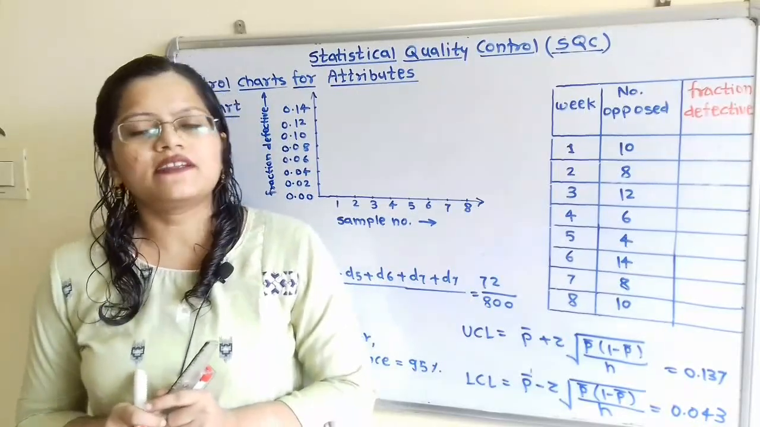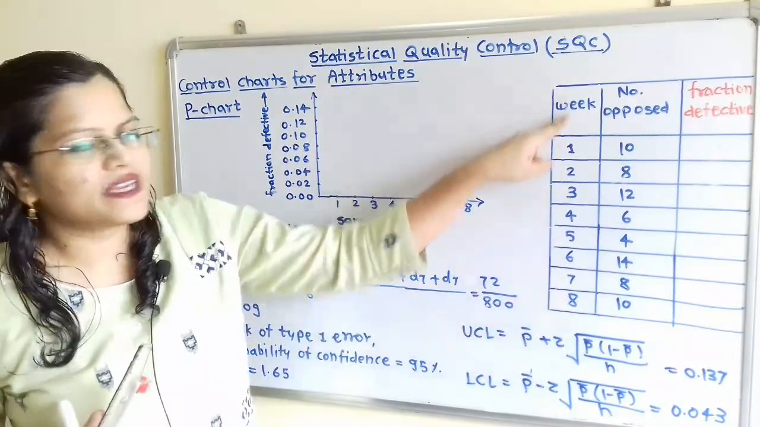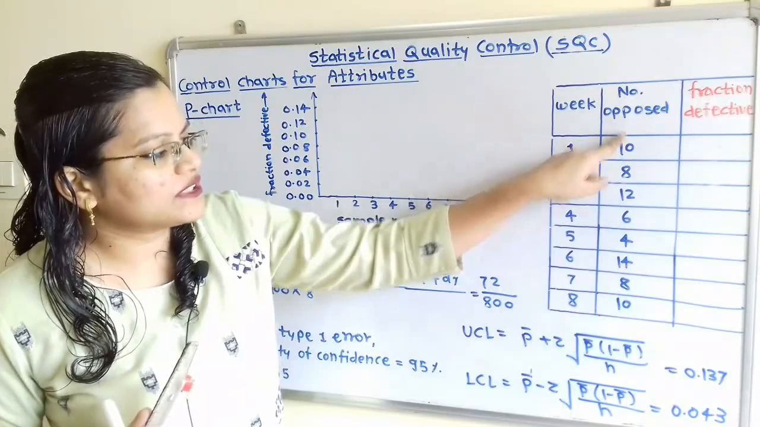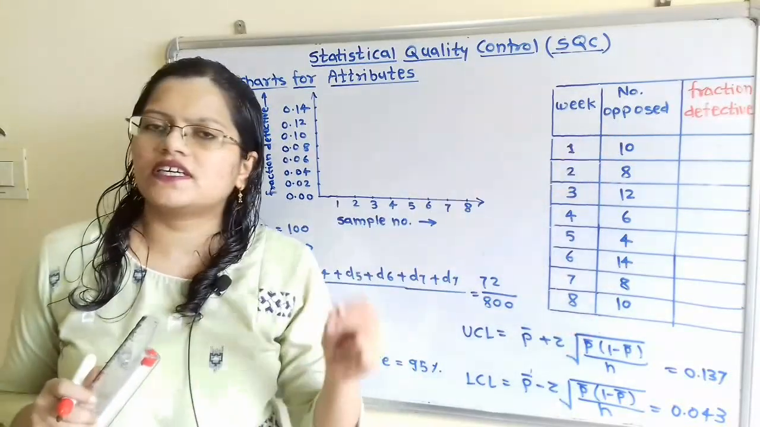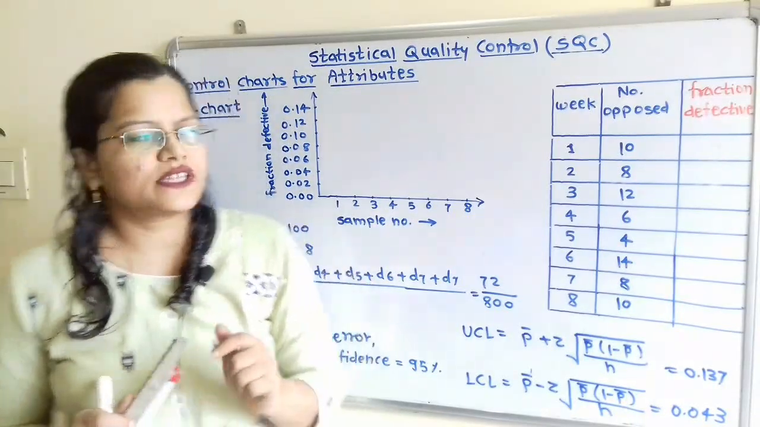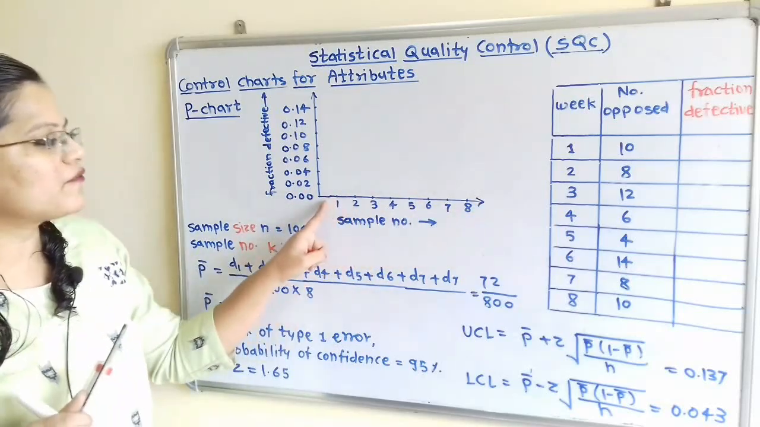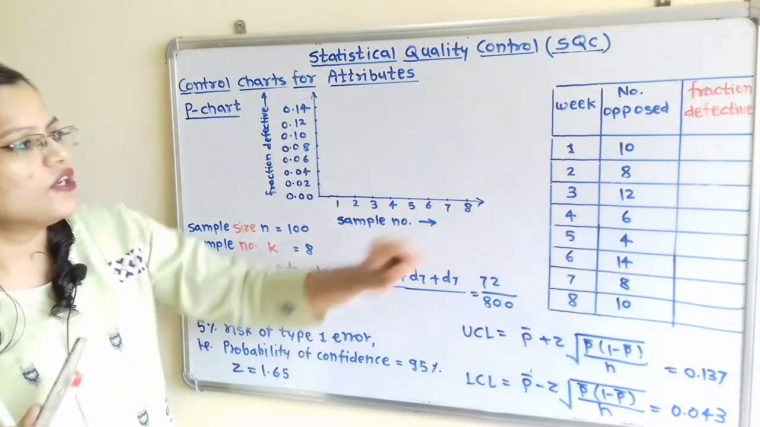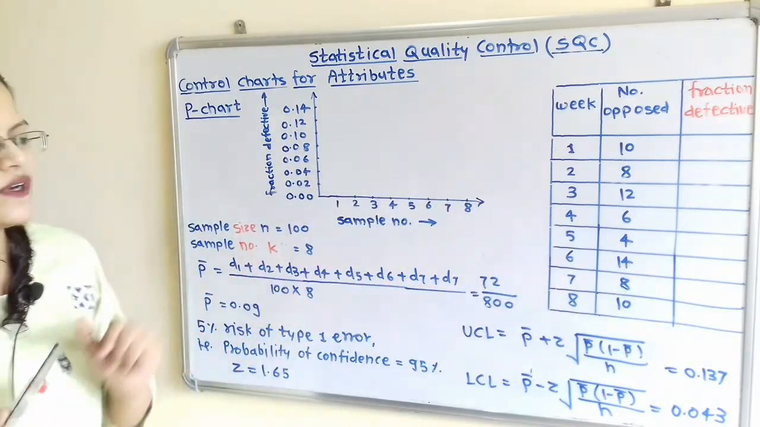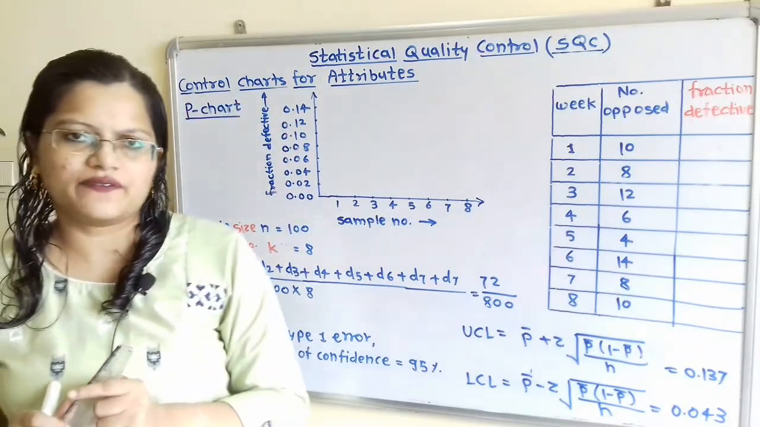Let us understand the given data. In this table, the week is mentioned, so we will consider these numbers as samples. Then the number opposed is also mentioned, so we will consider this as defectives. Now we will draw the P chart. In this P chart, we know that on the horizontal line we have to plot the sample number. Here the total number of samples, K, is equal to 8. And on the vertical line we have to plot the fraction defective.